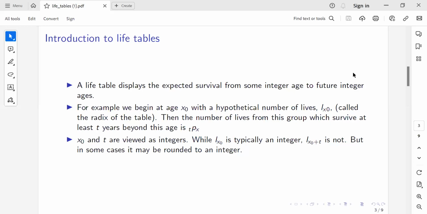So we say that a life table displays the expected survival from some integer age to future integer ages. When I present a table, you appreciate what I'm trying to say. But it's a table that is made up of a list of ages, okay? And then the probabilities of survival or of death attached to those ages.